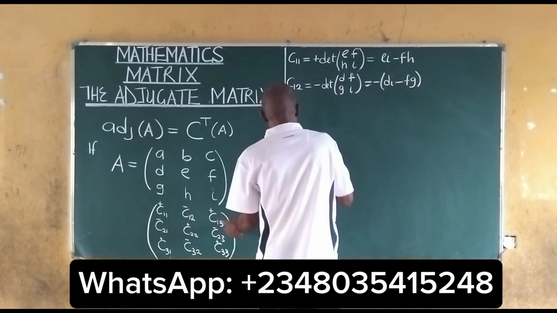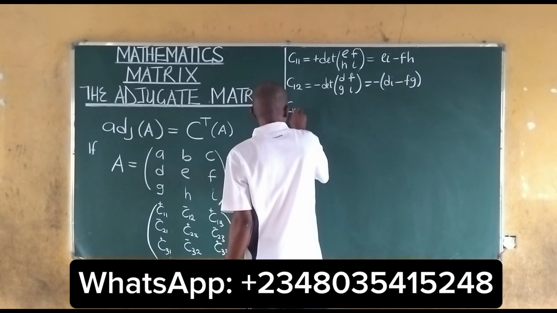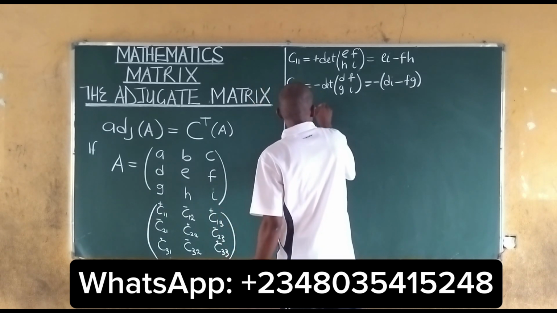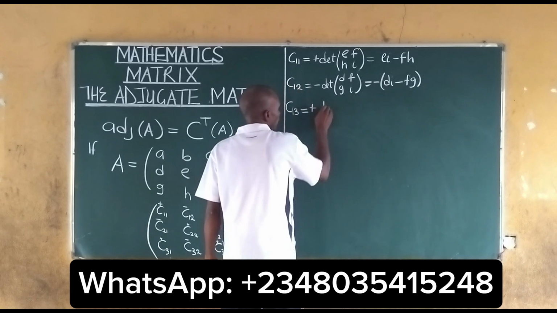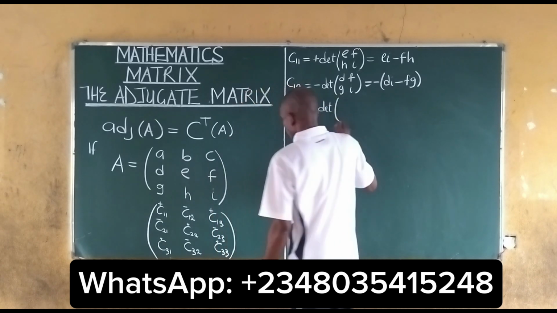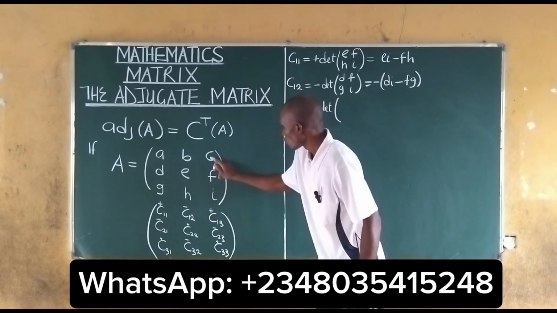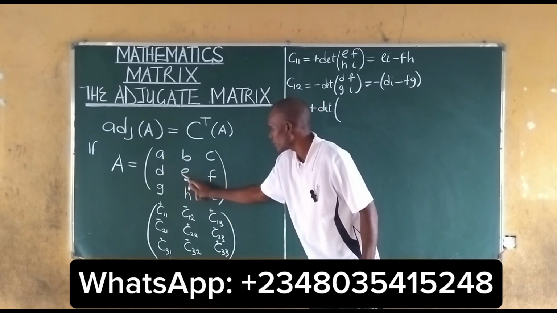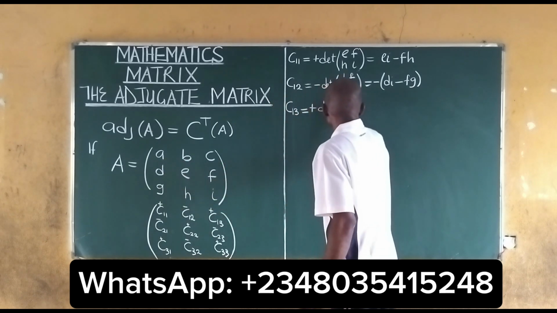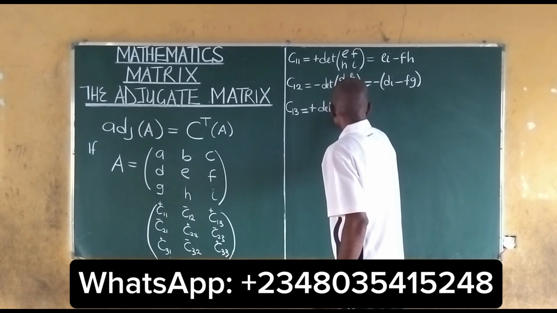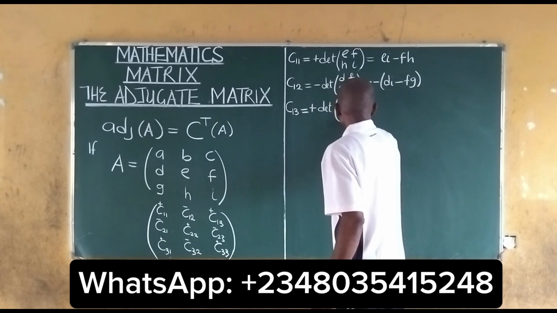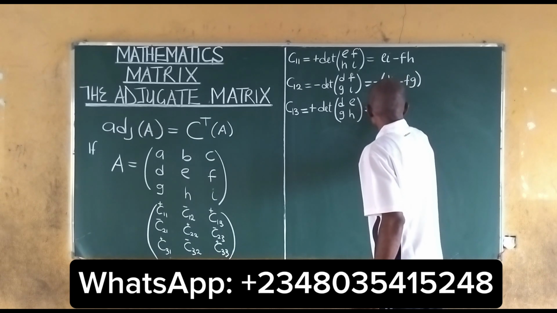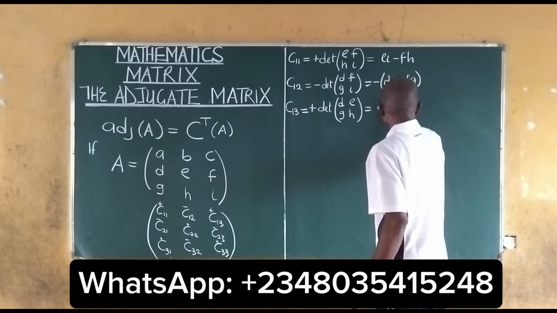Also, C13 is equal to positive determinant of C13. So we ignore the whole of this, and take D, E, G, H, which is equal to DH minus EG.